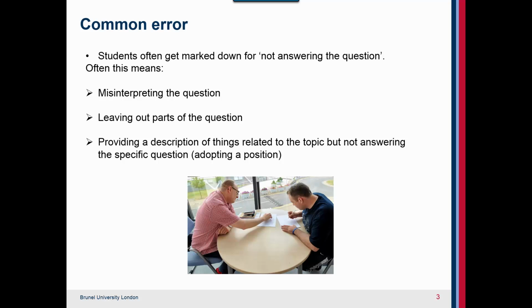A common error is also providing a description of things related to the particular question or topic in mind, but not actually answering the specific question or adopting a position. So again, this would lose marks because the student is only in the realm of description and they need to move into the realm of analysis and evaluation in order to get better marks.